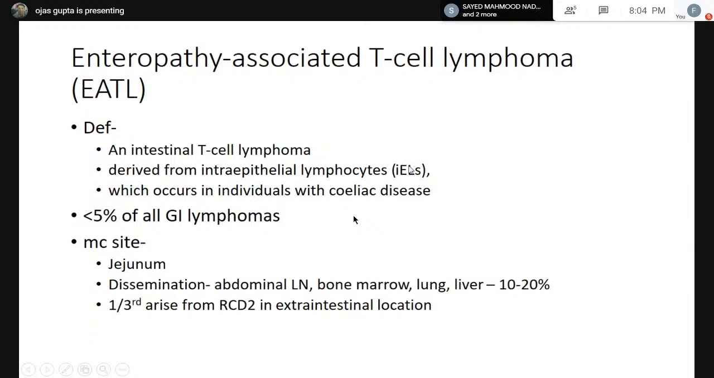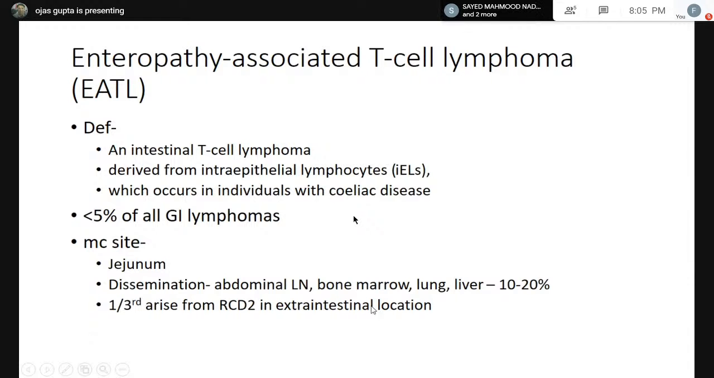So we previously saw the approach to these GI lymphomas, so they arise from the intraepithelial lymphocytes. They occur in individuals with celiac disease, and they are seen in less than 5% of all the GI lymphomas. The most common site is the jejunum, and they can disseminate to abdominal lymph nodes, bone marrow, liver, and lung in around 10 to 20% of the cases. Around 1/3 of the cases arise from refractory celiac disease type 2 in an extraintestinal location.